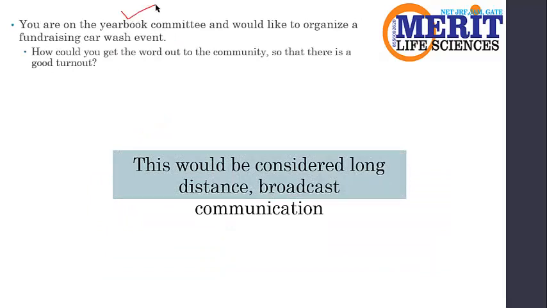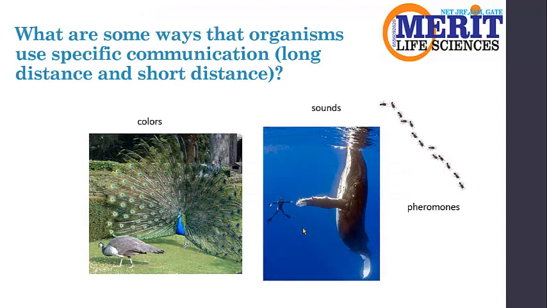Now you are in a yearbook committee and you want to organize a fundraising car wash event, and how could you get the word out to the community so that there is a good turnout? This is also an example of long distance and broadcast communication, because you want to get maximum fund. This is the target, and if you want to get the maximum fund, there should be maximum reach to the people. So this is called the broadcast. So what you will do, you can put an advertisement so that maximum communication can be made.